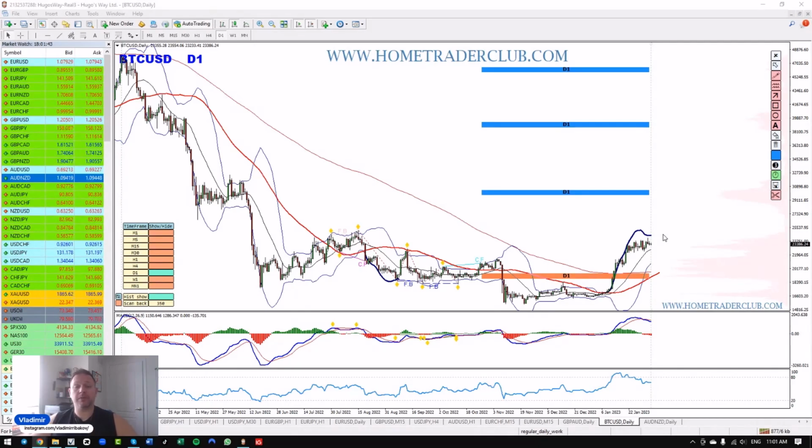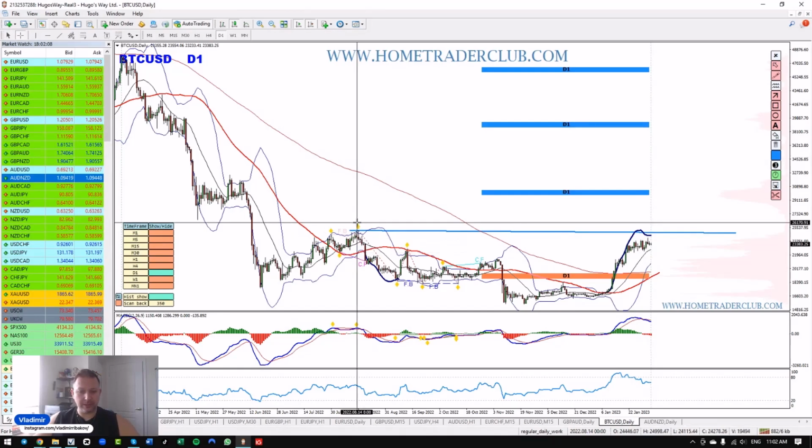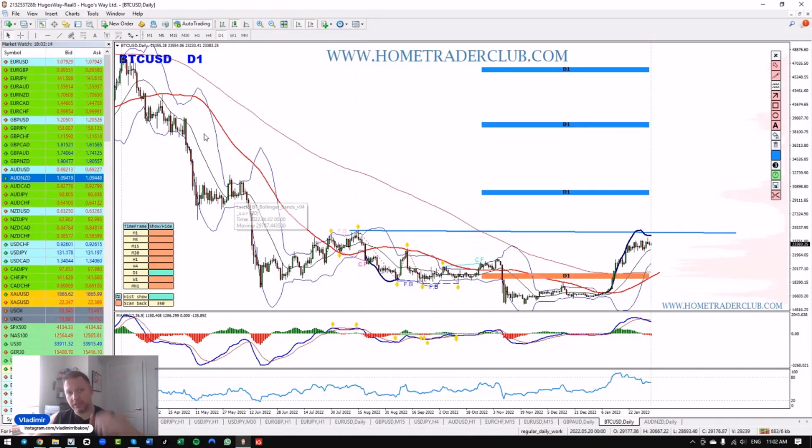Yes, this pullback is so far very impressive. However, there are key levels on the way which might create a headache for the buyers, at least for the short-term buyers. So let's see what these levels are. Quick observation shows us that we have a massive supply zone here on the previous highs that were created right in August 2022.